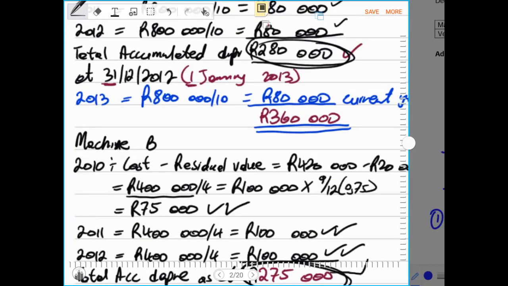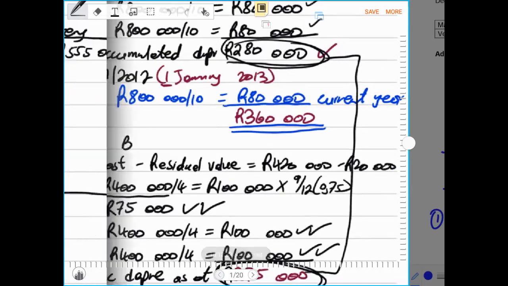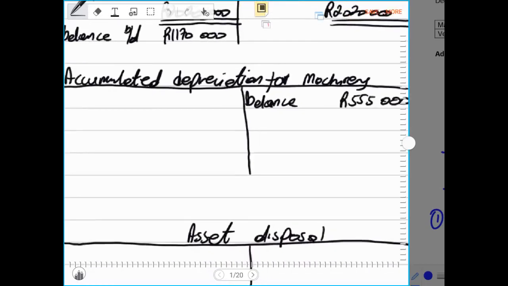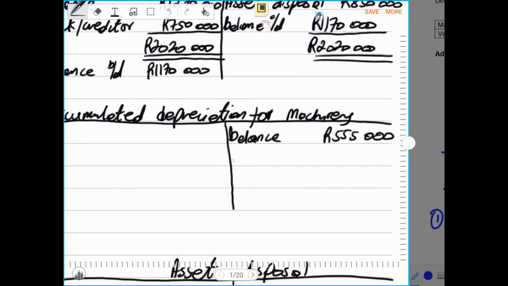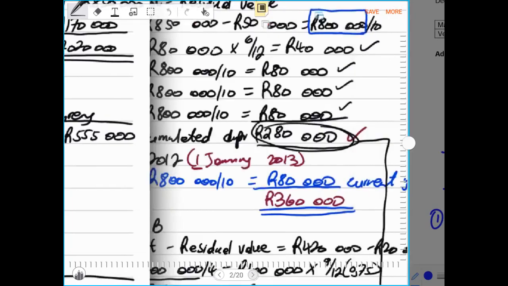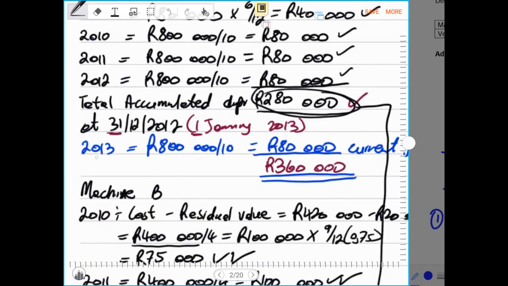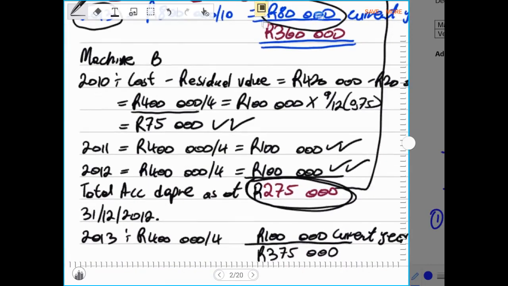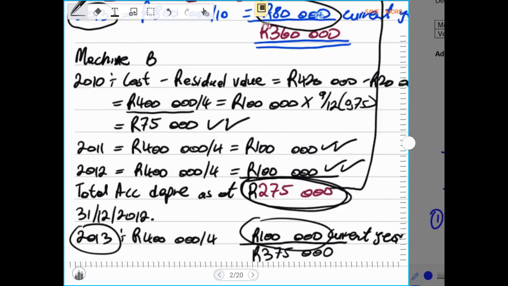When we add both of these, 275,000 and 280,000 became the opening balance in the year 2013, which is the closing balance for the year 2012. So that is why I take that opening balance. Then after, we have to now record depreciation of the machinery, all of them, at the end of the current year. There was a depreciation for the current year, which I have already recognized for you. Remember, the current year is 2013. There was 80,000 for machine A, and there was 100,000 for machine B.